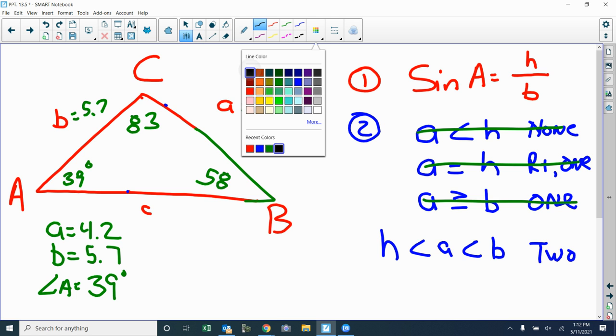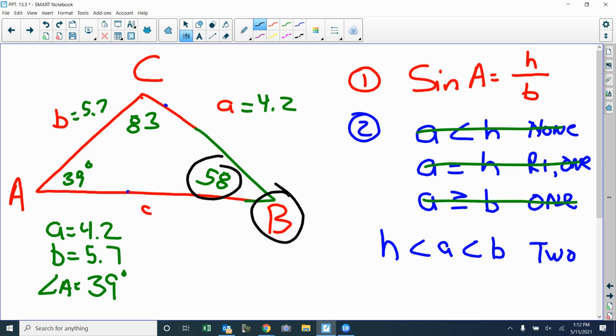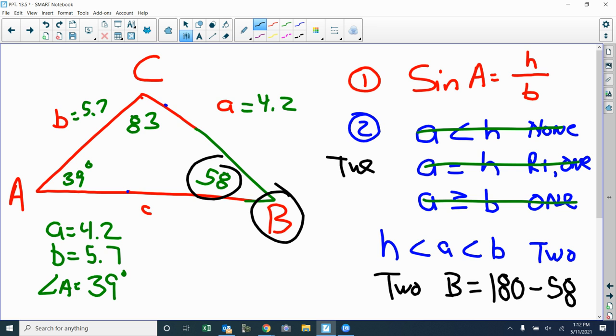The other one has to do with this other angle B. We know there's two, right? Well, anytime there's two, you're going to have a new B, and that B is going to be equal to 180 minus 58. 180 minus 58 is my second B. Who's got it for me? 180 minus 58 is? 122.